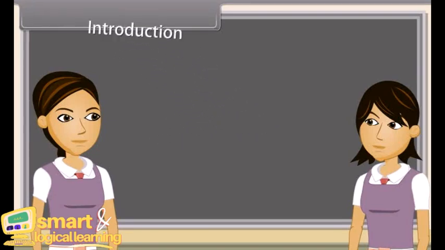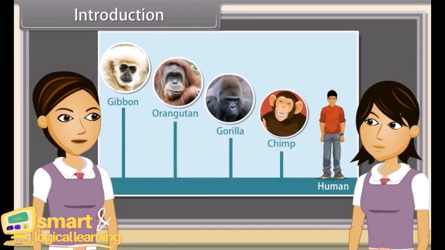Introduction. Hey Sunita, look at this chart. What can you observe from this chart? It depicts that human, chimpanzee, gorilla and two other animals possess some similarities and differences. Yes. What is the basis of these similarities and differences? They have a similar body structure.